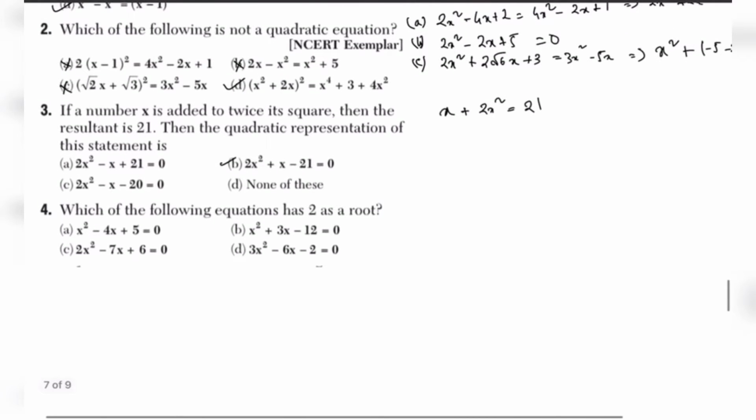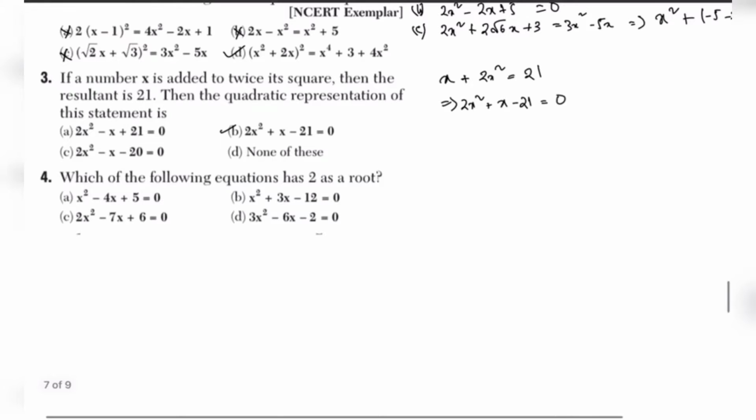If x is added to twice x squared, then you get 21. This is basically the equation. So quadratic representation you can see is given in B, because this you can write as 2x squared plus x minus 21 equals 0. Okay. Which of the following equations has 2 as a root?